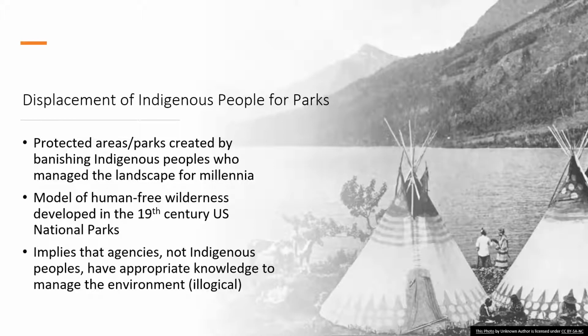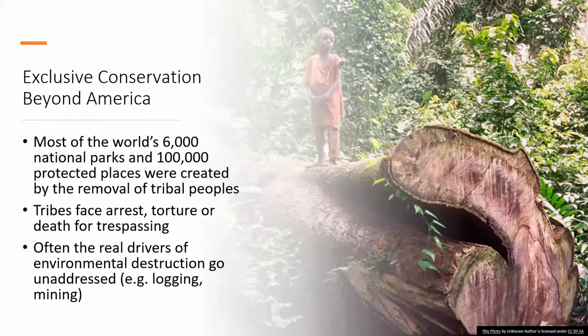But this model has extended well beyond the US. Most of the world's about 6,000 national parks and 100,000 protected places were created following this model, right? Removing tribal peoples from their homelands. And often the tribes face arrest, torture, or even death in some cases for trespassing on their original homelands. And often the real drivers of environmental destruction, like logging and mining, go unaddressed.